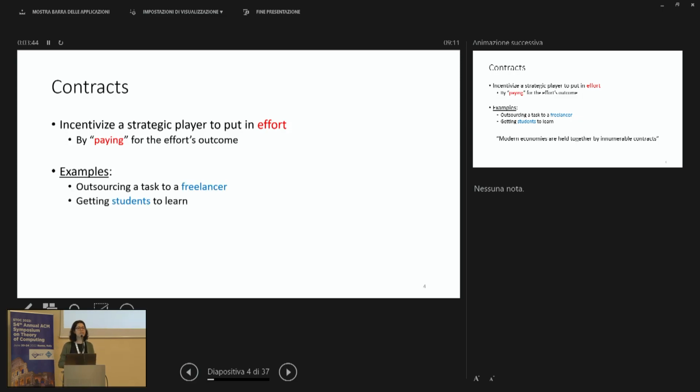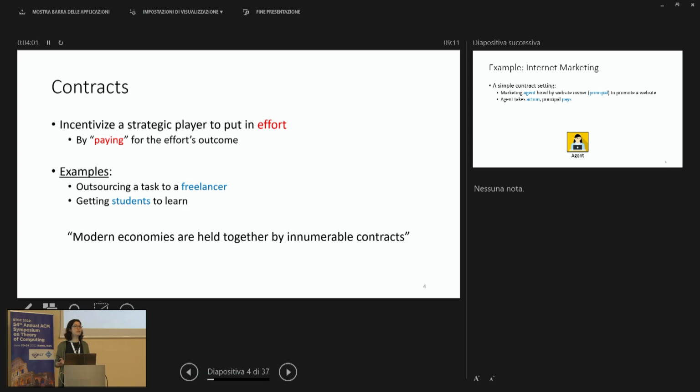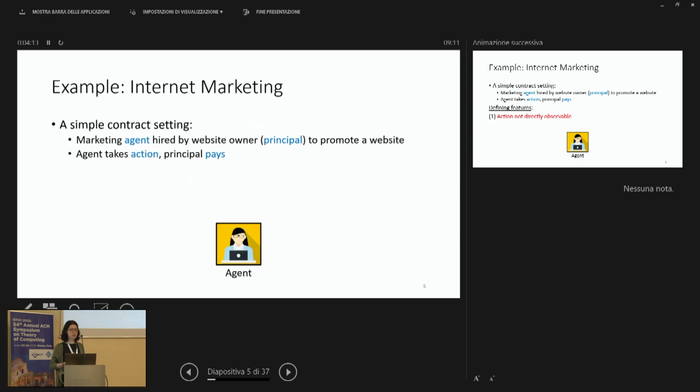A couple of examples. If we're outsourcing a task to a freelancer, we will pay the freelancer and we will enjoy the fruits of their work. If we're trying to get students to learn, we have to motivate them somehow. We're not going to pay them, obviously. We use grading to incentivize them. And contracts are basically everywhere. This quote is from the press release of the Nobel Prize I was mentioning: modern economies are held together by innumerable contracts. So let me give you a concrete example so we have something in our mind throughout this tutorial.